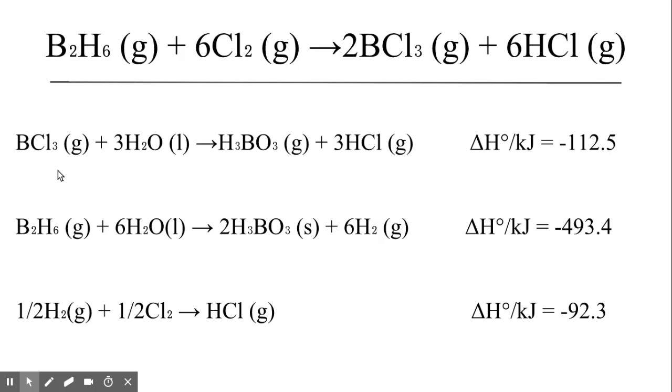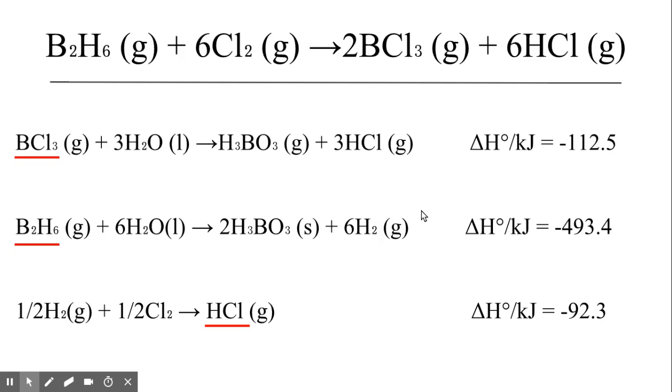Our first equation that we're given is BCl3 plus 3H2O yields H3BO3 plus 3HCl, pardon me, with a change of heat of negative 112.5. Next equation that we have is B2H6 plus 6H2O yields 2H3BO3 plus 6H2, and the change of heat for that is negative 493.4. Our last equation is 1 half H2 plus 1 half Cl2 yields HCl, and the change of heat on that is negative 92.3.